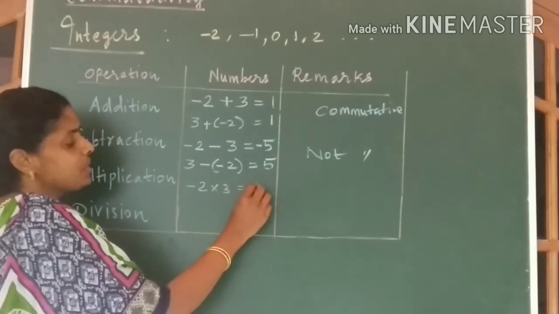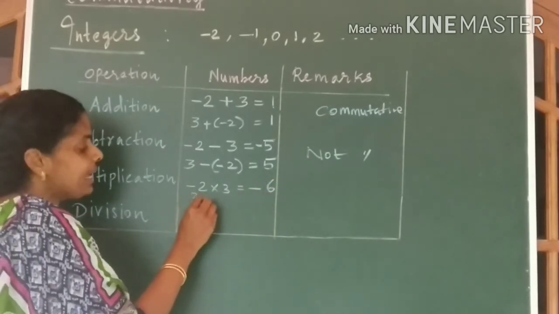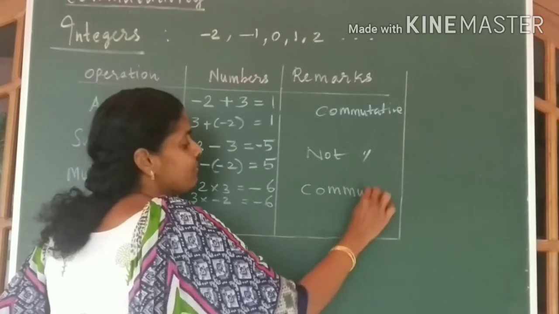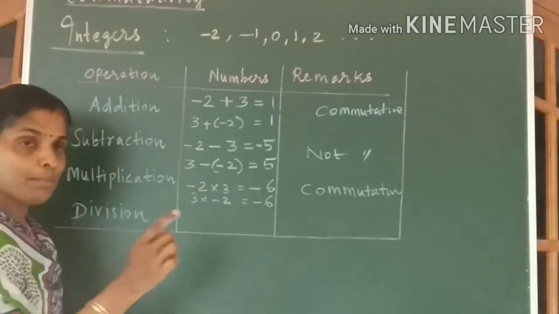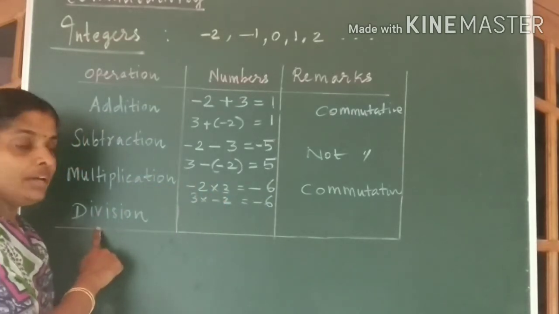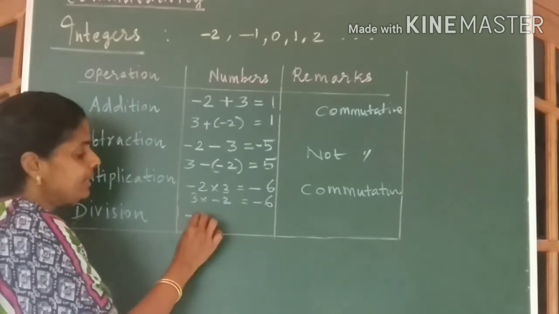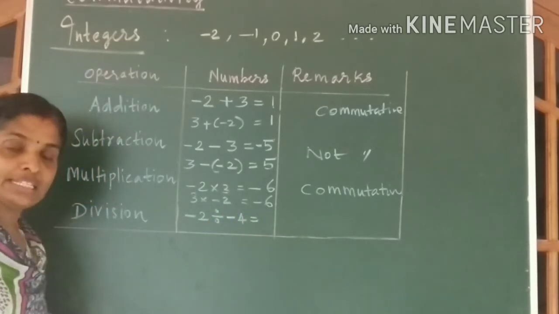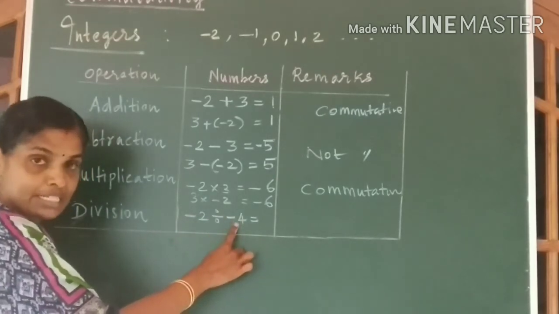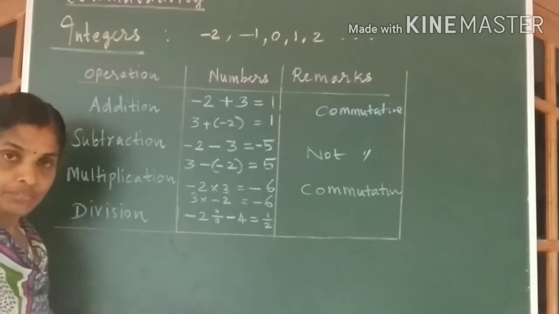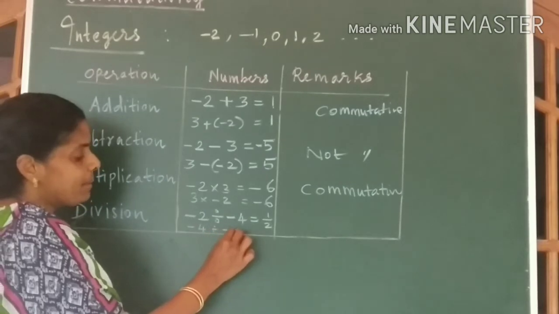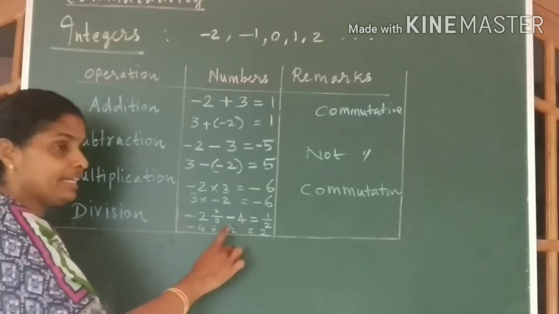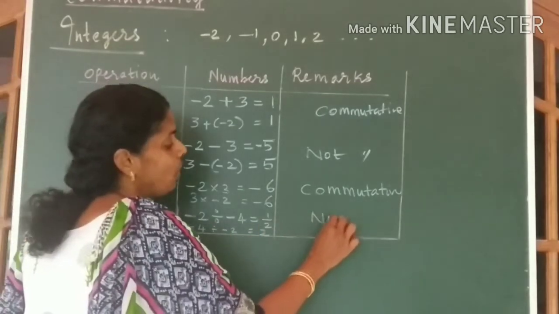What about multiplication? Minus 2 into 3 gives you negative 6. Also 3 into negative 2 gives you negative 6. So you can say multiplication is commutative, because A into B is the same as B into A. What about division? If you divide an integer, take for example -2 divided by -4. What do you get here, children? -2 divided by -4 gives you 1/2, whereas -4 divided by -2 gives you 2. So here A divided by B is not equal to B divided by A. We can say division is not commutative.